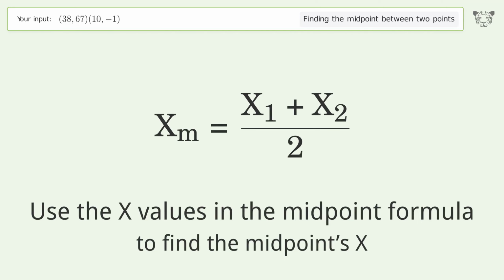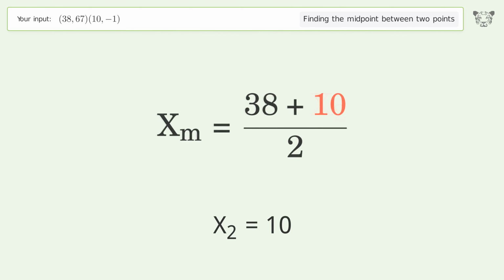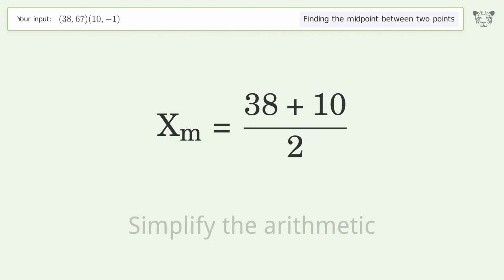Use the x values in the midpoint formula to find the midpoint's x. x1 equals 38. x2 equals 10. Simplify the arithmetic.